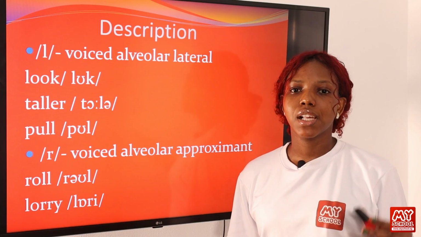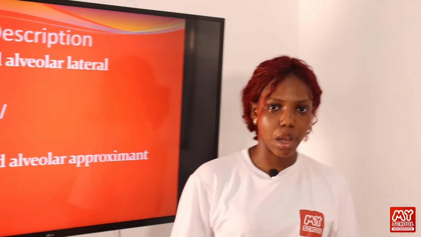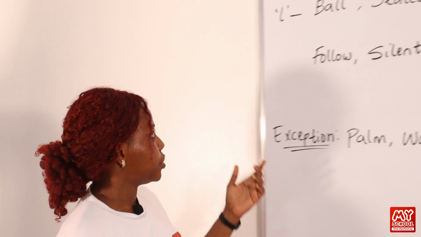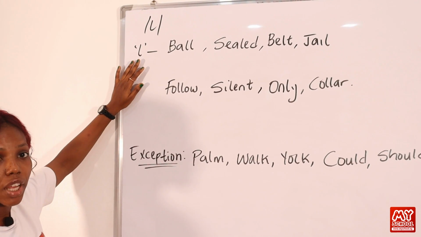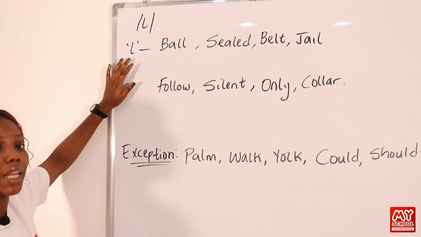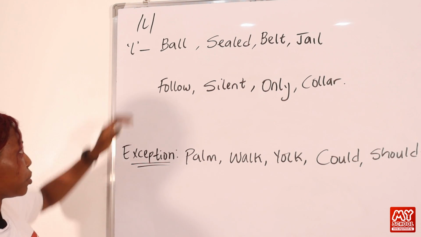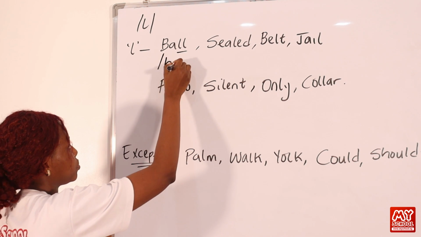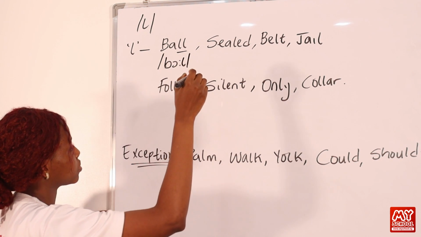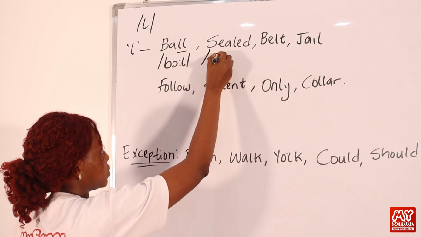Now let's take a look at the letters of the English alphabet that represent the sound, and then we'll take a look at examples. Okay, so the letter of the English alphabet that represents the sound is letter L or LL. Okay, it could be L, it could be LL. Okay, so we have it in the word ball. And it is in the word sealed.